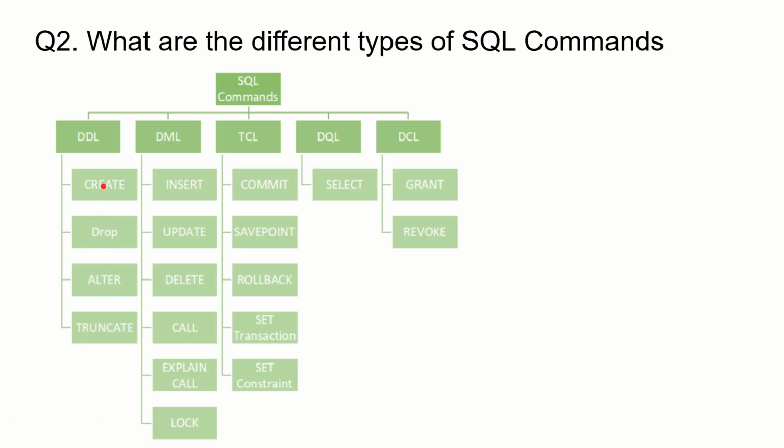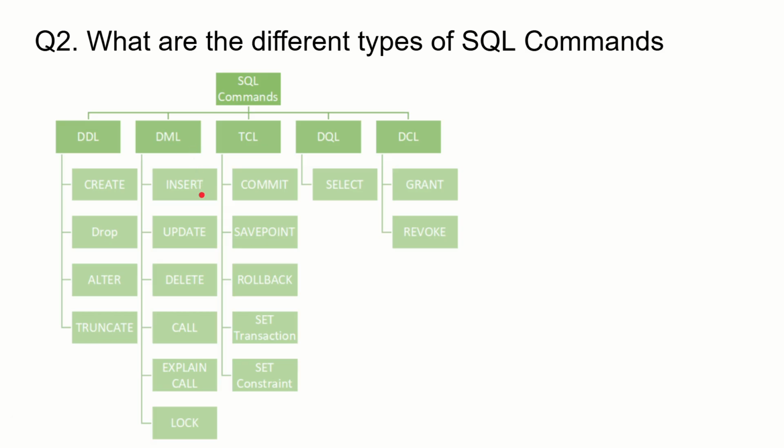These basically work with the structure of the table. Create is used to create the table, drop is used to drop the table, alter is used to modify the table columns, etc., and truncate is used to remove full data from the table.